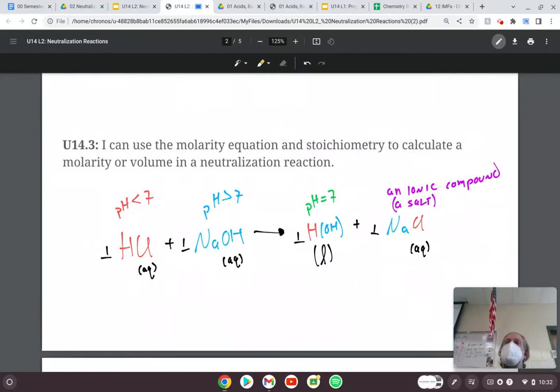So this is an example of a neutralization reaction where I take an acid, something with a pH of less than 7, and I mix it with a base, something with a pH of greater than 7, and I get water, pure water as a liquid, which has a pH of 7, and then I get some other product, which in this case is going to be an ionic salt.